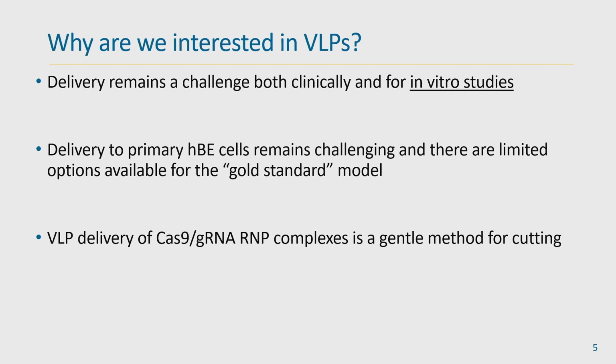In particular, we have difficulty delivering to our primary HBE cells, and these are our gold standard model, and unfortunately there are limited commercially available options to deliver to them. We believe that VLPs would be a gentle way to deliver our Cas9 guide RNA RNP complexes to these cells to effect cutting.